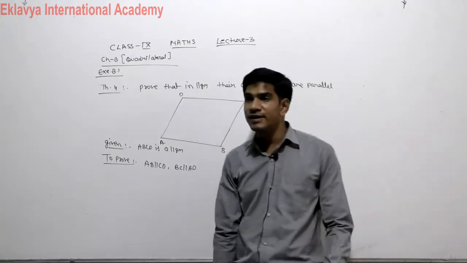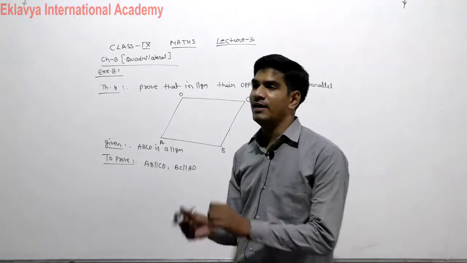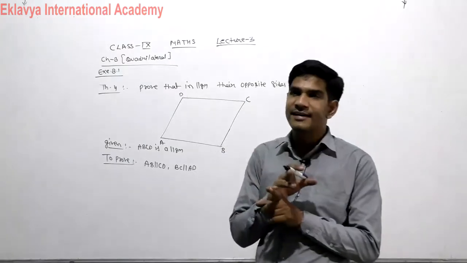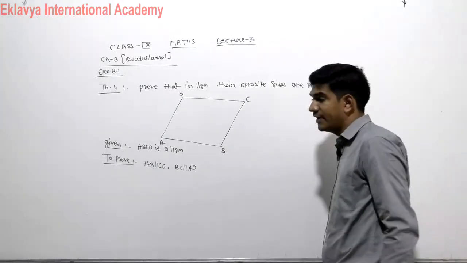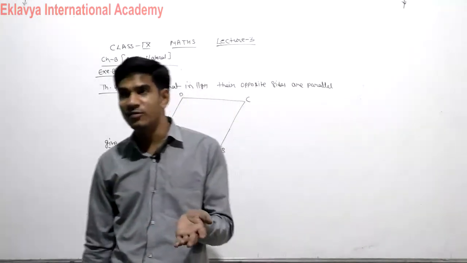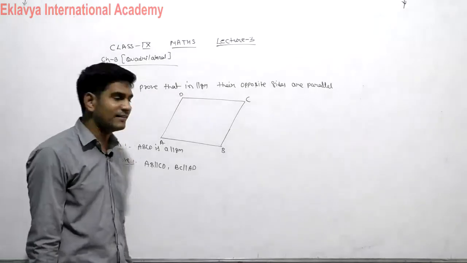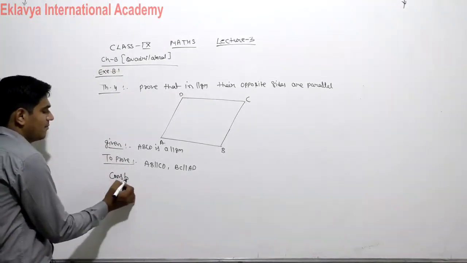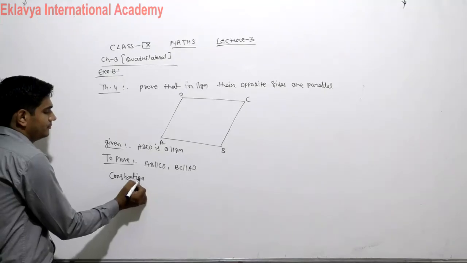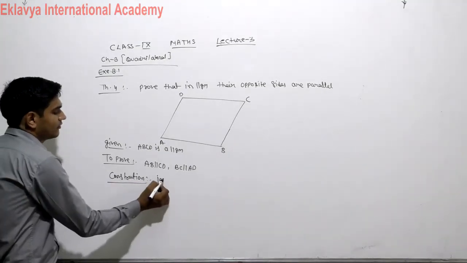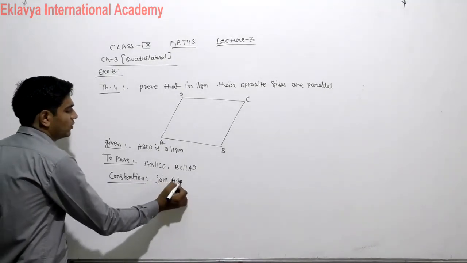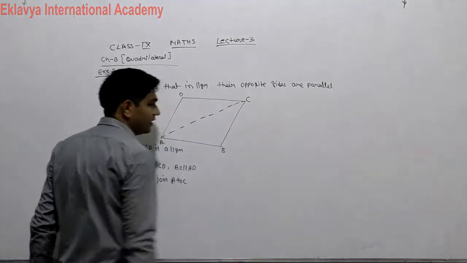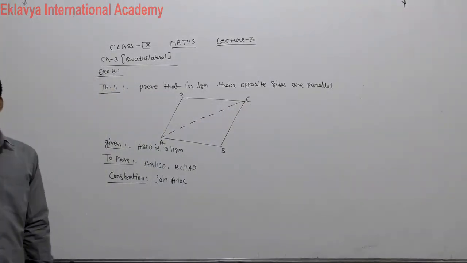For proving that the lines are parallel, either we will prove that their alternate angles are equal or their corresponding angles are equal. Now construction. In construction, join A to C. Why, student? Why will we join A to C? Because to form the two triangles.